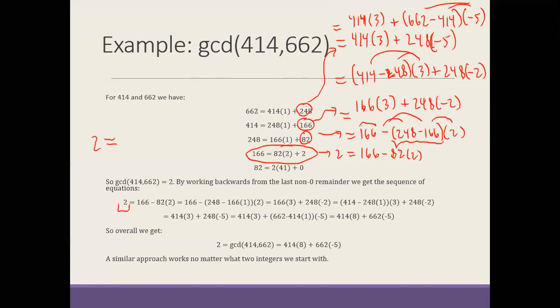What are we going to end up with? 2 equals, I'm going to write it over here. 2 equals what? How many 414s do we get? We have 3 right there, and then 5 more, because it's -5 414s. So we get a total of 8 414s. And how many 662s do we have?